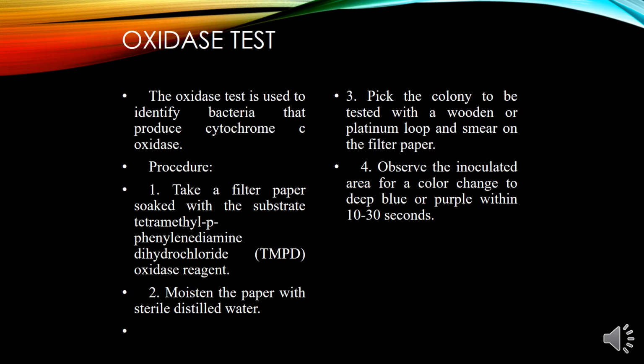Next is the oxidase test. The oxidase test is used to identify if the bacteria are able to produce cytochrome c enzyme or not. The procedure: take a filter paper soaked with the substrate tetramethyl-p-phenylenediamine dihydrochloride. This is the name of the oxidase reagent. Moisten the paper with sterile distilled water, and pick a colony to be tested with a wooden stick or platinum loop. Do not use any other material like iron because it causes a false positive reaction. Then observe the inoculated area for color change to deep purple or blue in around 10 to 30 seconds. More than 30 seconds is not valid.